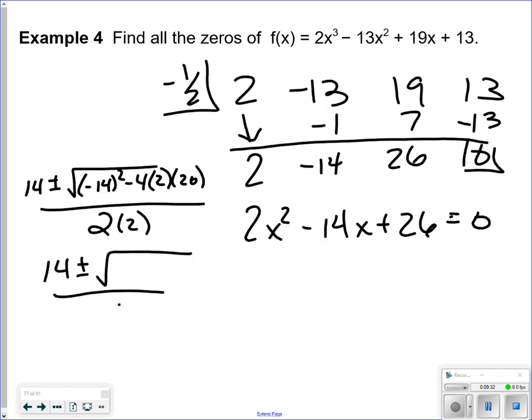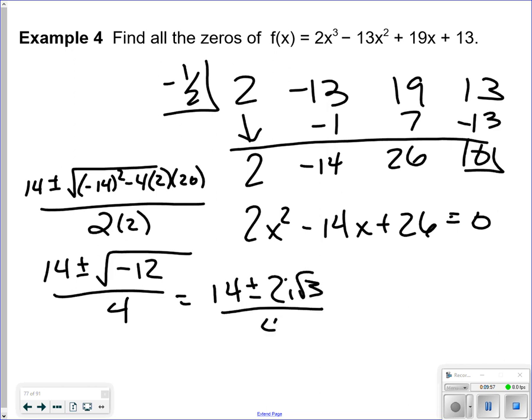I need to figure out what the discriminant's going to be. So -14 squared minus 4 times 2 times 26, which would be -12. Now, continuing, whoops, sorry about the 2 on the bottom. That should be a 4, 2 times 2. So now, continuing, I need to simplify the negative 12. So 14 plus and minus 2i square root of 3.